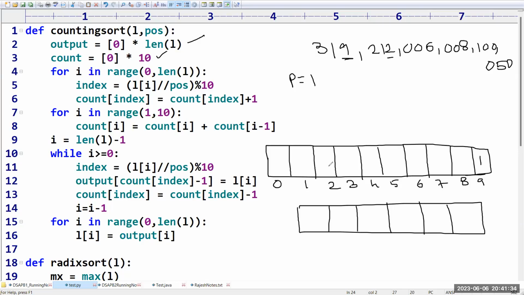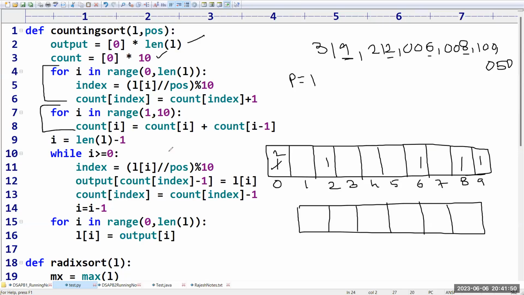Next we got 2, count will become 1. Next we got 6, count will become 1. Next we got 8, count will become 1. Next we got 0, count will become 1. We got another 0, count will become 2. Like this we are doing with the help of this loop.